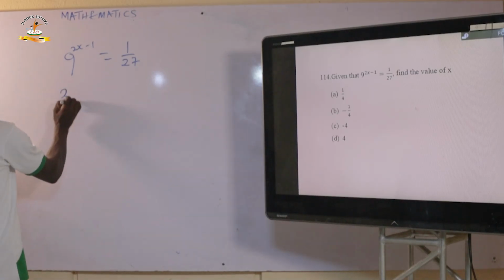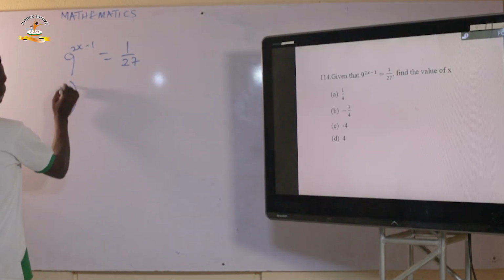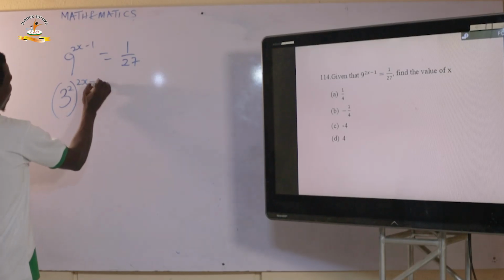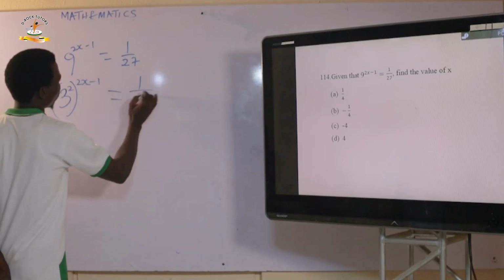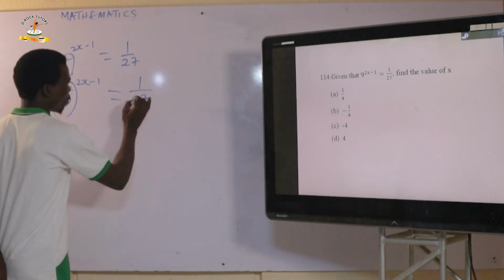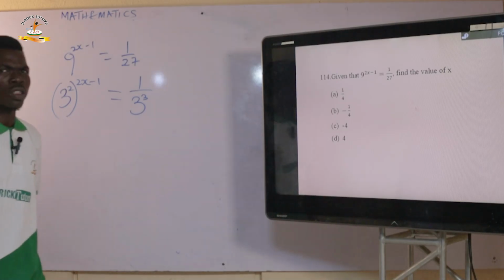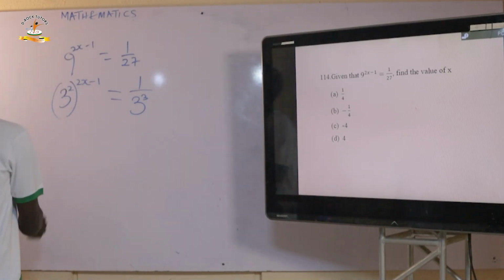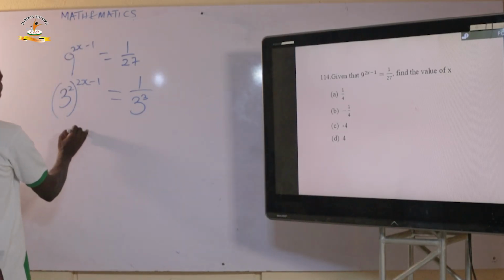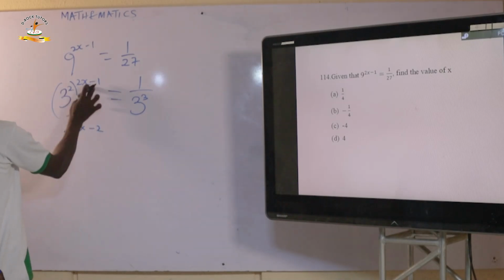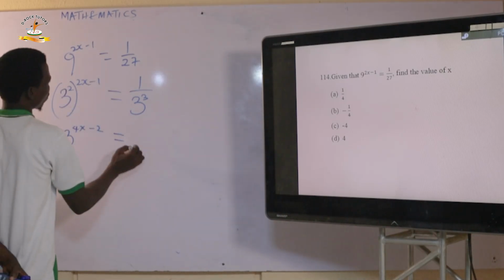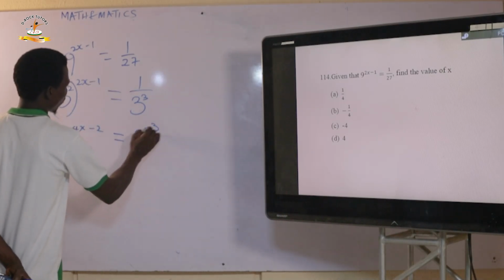So 3 raised to power 2 is 9. So I write that, and I write 2x minus 1 equals 1 over 3 raised to power 3, because 3 raised to power 3 is 27. And this is simply 3 raised to power 4x minus 2, I'm just opening this bracket, equals 3 raised to power minus 3.